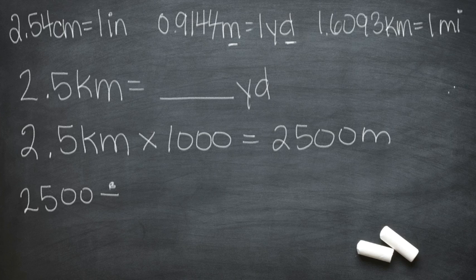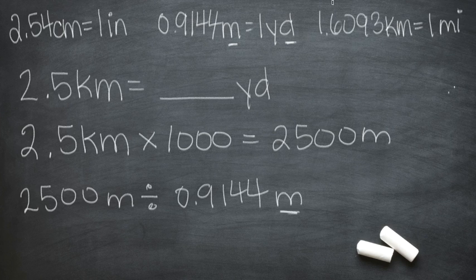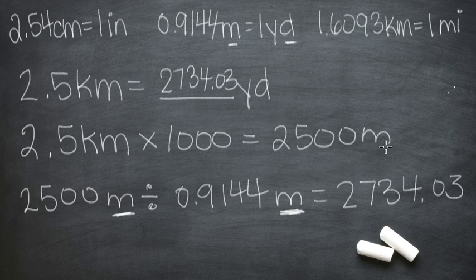So if I have 2,500 meters, and I know that there are 0.9144 meters per yard, I'm going to divide by 0.9144 meters. Once again, when our units here are matching, you'll notice we're dividing. And when I divide that, I get 2,734.03 yards. Again, we don't normally like to use decimals in yards, but also it really doesn't work out very nicely with kilometers and stuff.